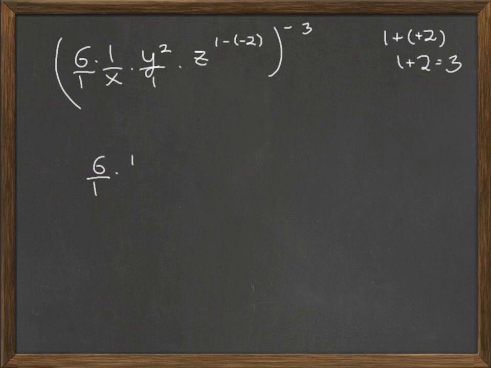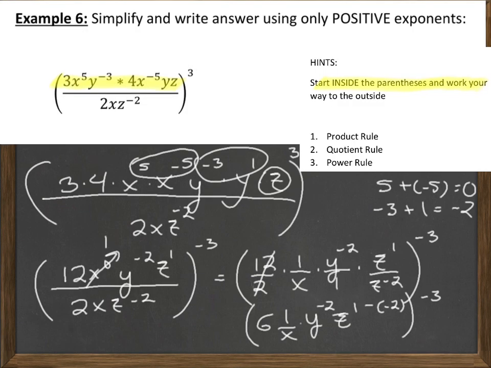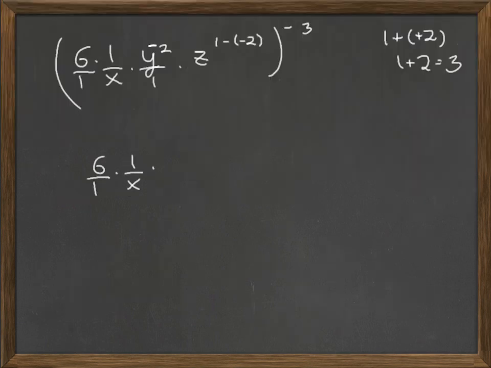So we have 6 over 1 times 1 over x. Uh-oh, I think I forgot a negative sign here. I'm sorry, guys. There's a negative sign here and here. I just forgot it when I copied it. So let's fix that. So we have y to the negative 2nd power over 1. Okay, and we just figured out that's just z to the 3rd.